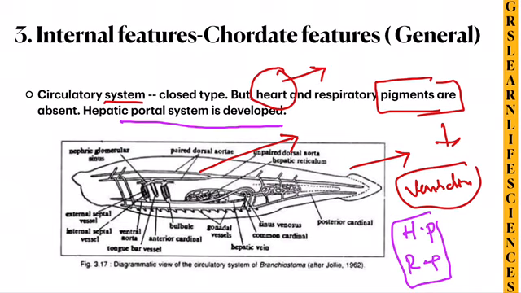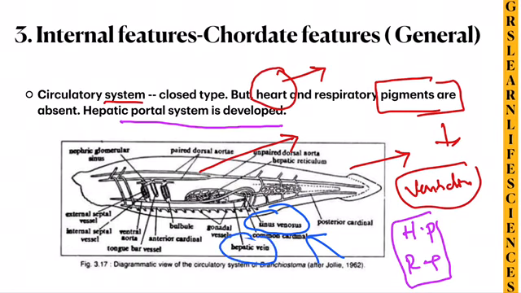The renal portal system collects blood from the posterior part of the body to the kidneys, and from the kidneys the blood is collected by the hepatic portal system. So the hepatic portal system collects blood from the kidneys and pumps blood to the liver. As cephalochordates don't have the kidneys, the renal portal system is absent in these organisms. In this organism, the heart is absent, so the blood is pumped into the sinus venosus. You can see this is the sinus venosus, and it collects the blood from the hepatic veins.